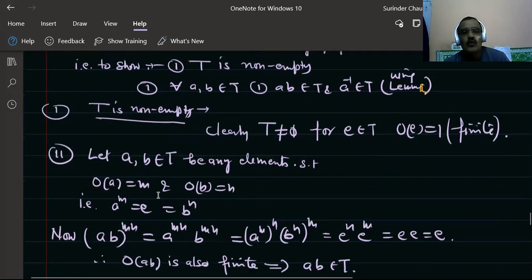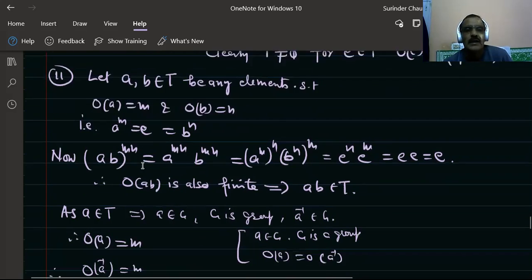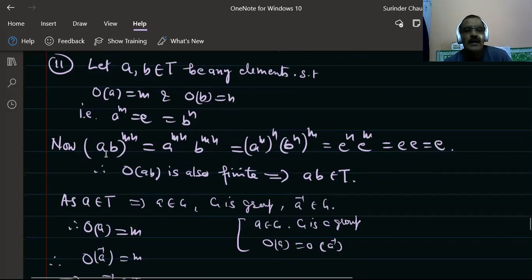Now second, so this is known. Let A and B belong to T, so that the order of A is M and the order of B is N. So the order of A is M implies A to the power M is E, and the order of B is N implies B to the power N is E. Now I will show that AB is of finite order.